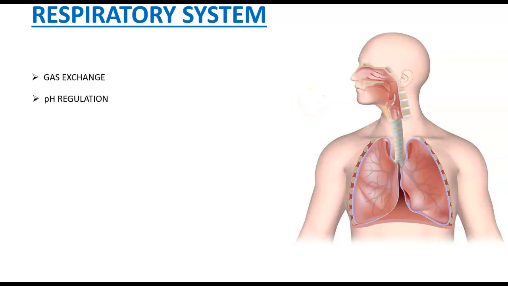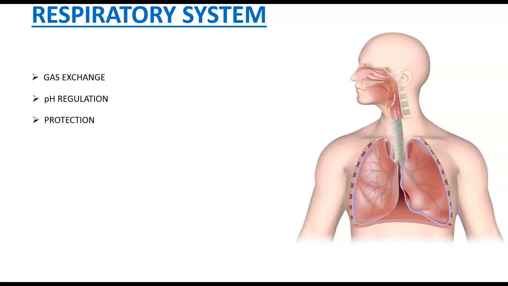This is going to tie into our second main function of the system, and that's pH regulation. Imagine now the balance between the oxygen and carbon dioxide is not happening the way it should. This is going to lead to acid-base disturbances and affecting your pH. We measure this by doing arterial blood gases, also known as ABGs.